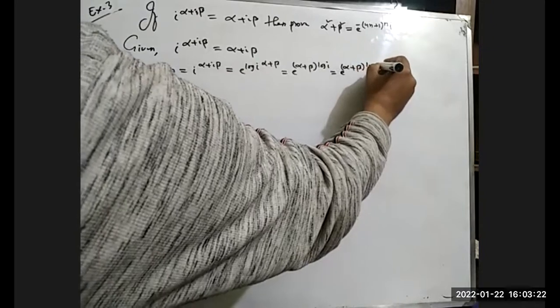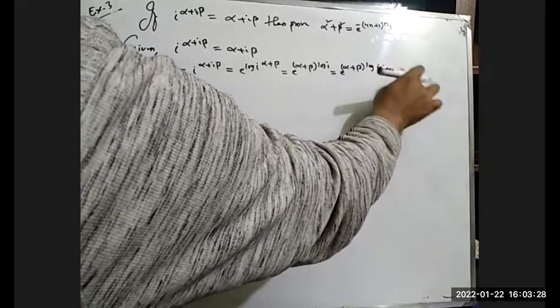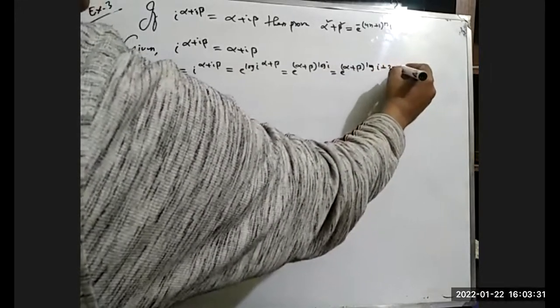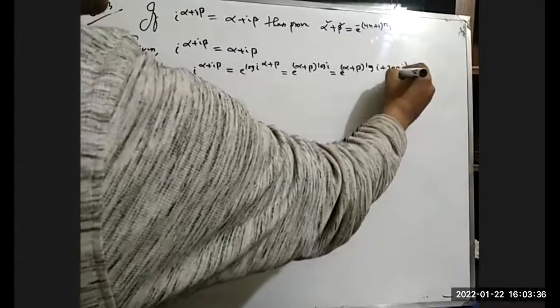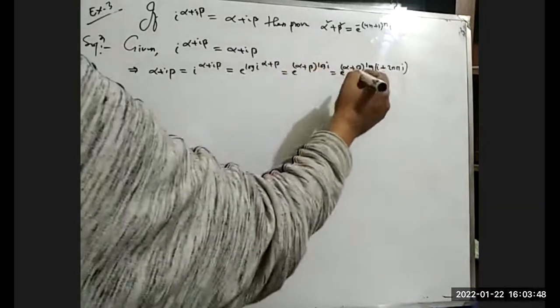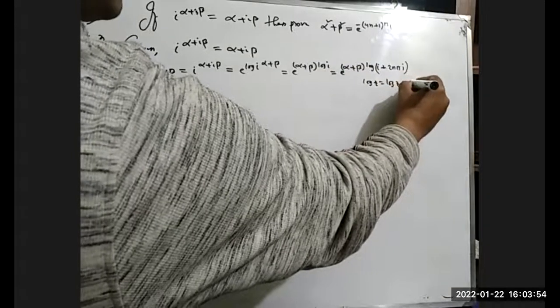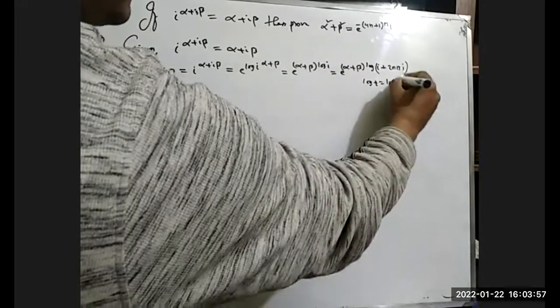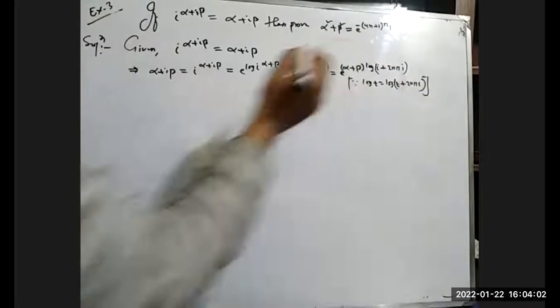This log i means what? i plus twice n pi i. But log i, you must know log z equals to what? Log z plus twice n pi i. Understand? Using this one.